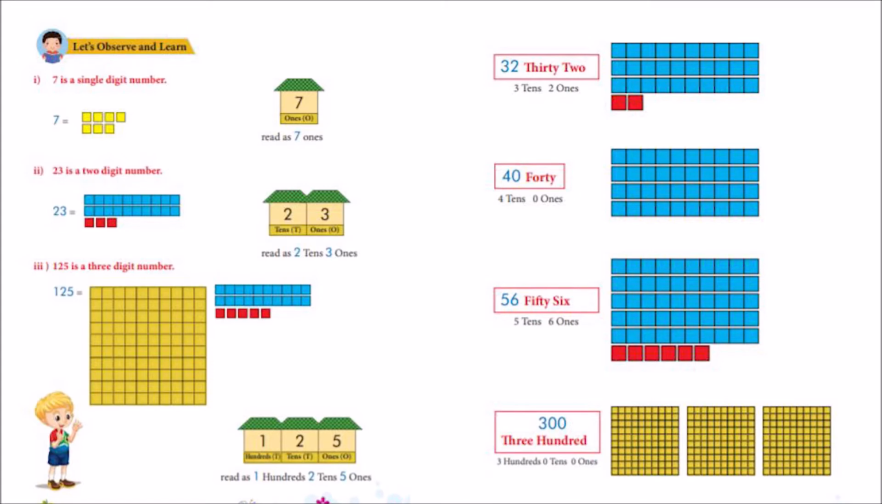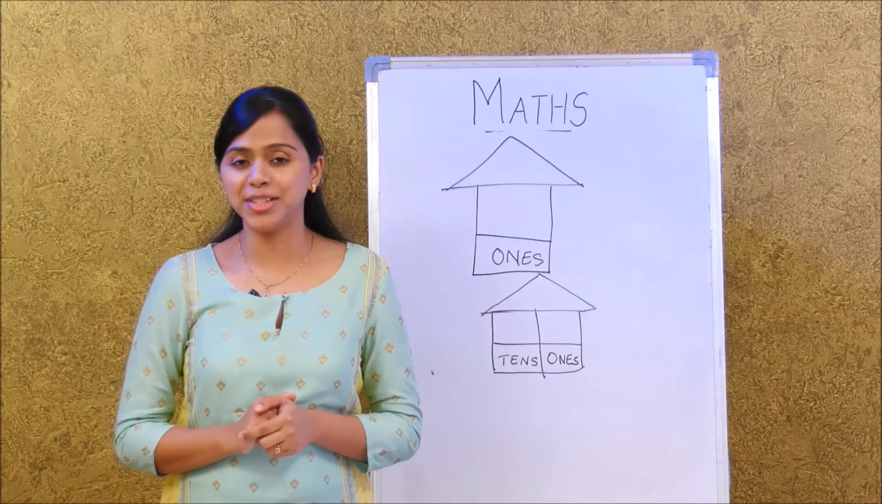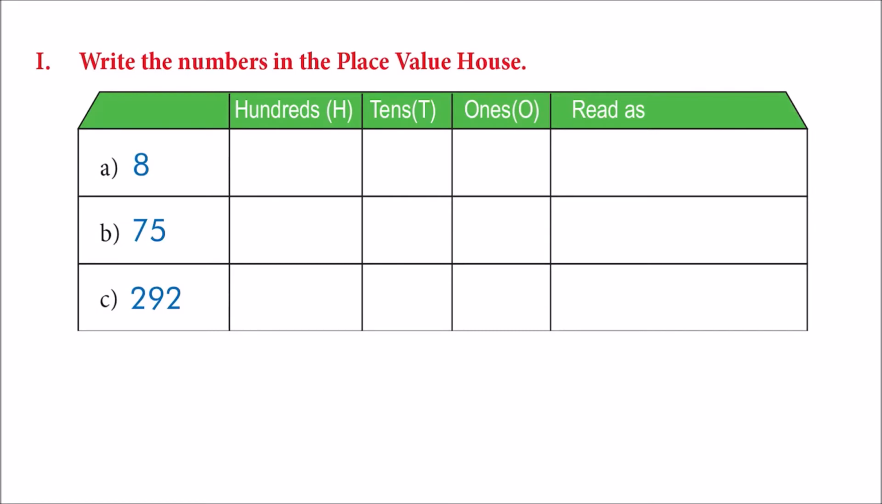Now let's try 125. This is a 3-digit number. How do we read it? As 1 hundreds and then 2 tens and 5 ones. Now I hope you all understood about this. Let's try an activity based on this. Let's turn to page number 58. Here we have an activity which says write the numbers in the place value house.